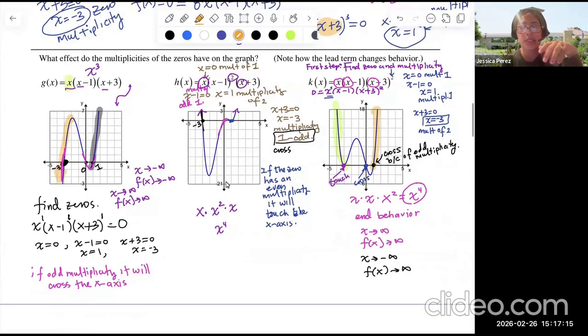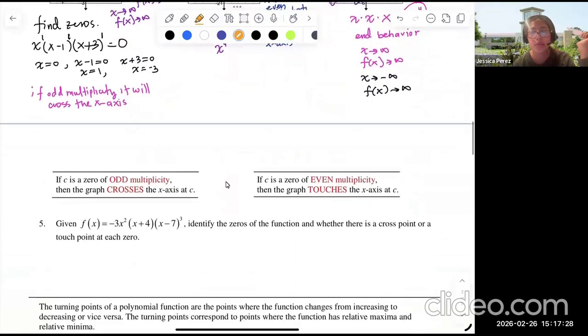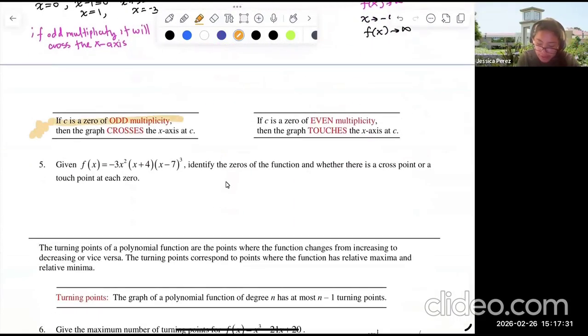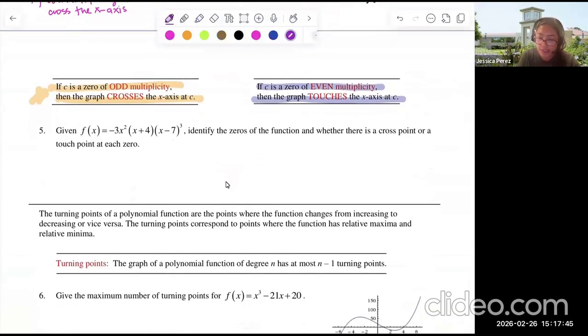So in this particular example, I looked for multiplicities, zeros, the effects, and I also talked about the types of end behavior, which we saw on that first portion. Now, what did we conclude? If a zero has an odd multiplicity, it will cross the x-axis. If I have an even multiplicity, it will only touch the x-axis at that point c, at that zero. So question 5, I'm going to give you a few seconds to work on it on your own, and then I will go ahead and review that.